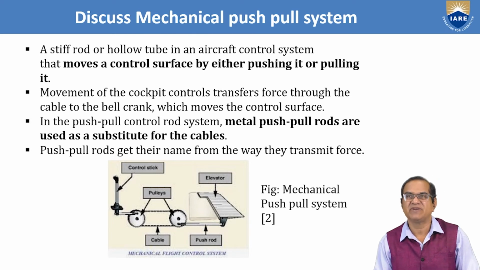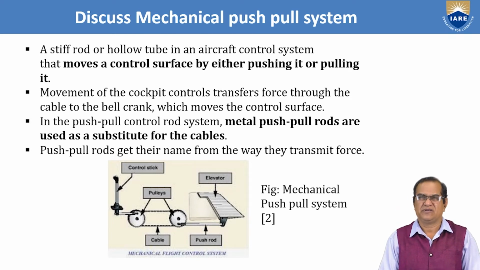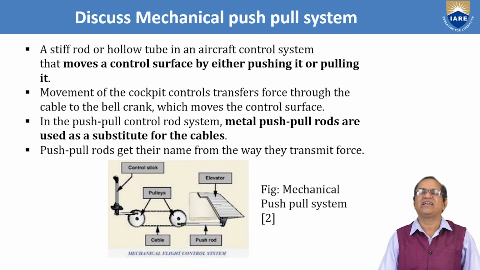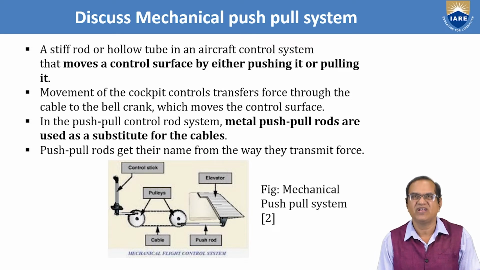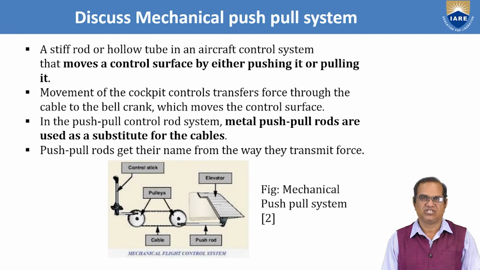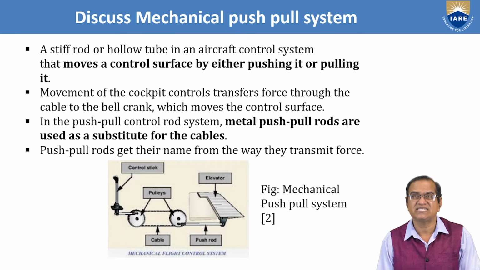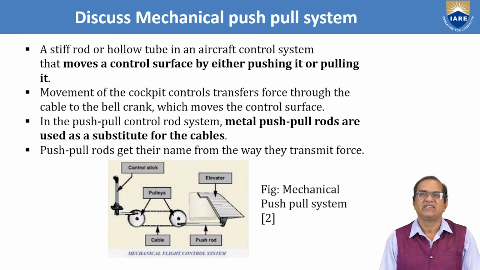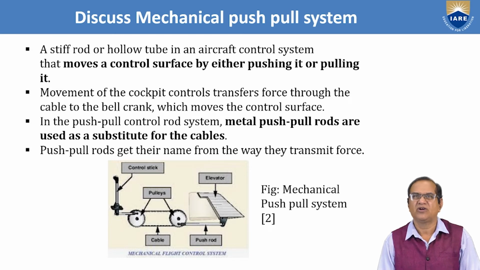Next, let's discuss the mechanical push-pull system. It is a flight control system. We have to understand what types of flight control systems are used in aircraft and how this can be achieved. The first is the mechanical push-pull system: stiff rods or hollow tubes in an aircraft control system that move a control surface by either pushing it or pulling it.